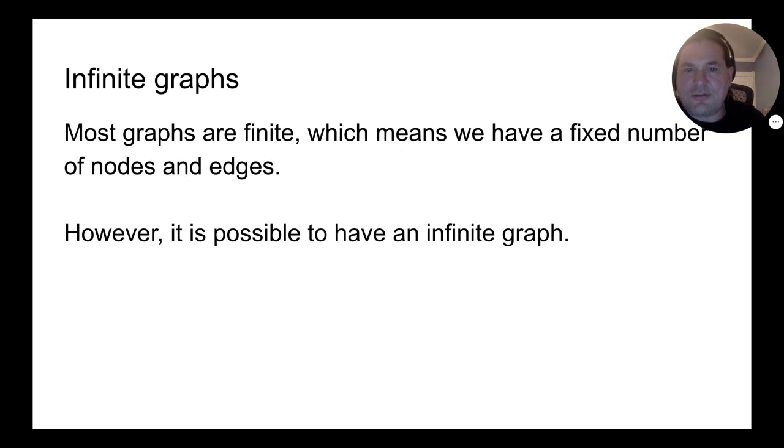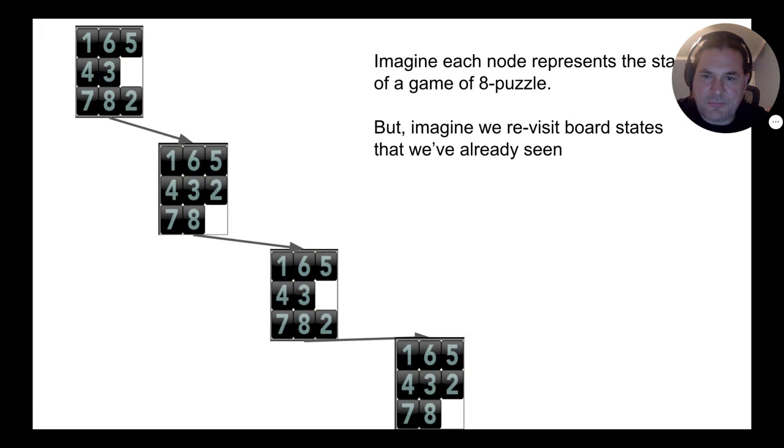So, infinite graphs. Most graphs are finite, so that means there's a fixed number of nodes and edges. But it's actually possible to have an infinite graph, a graph where you just keep generating things and it goes on forever. So here's a good example. This is the 8 puzzle game, where you can slide pieces around. You try to get things into order.